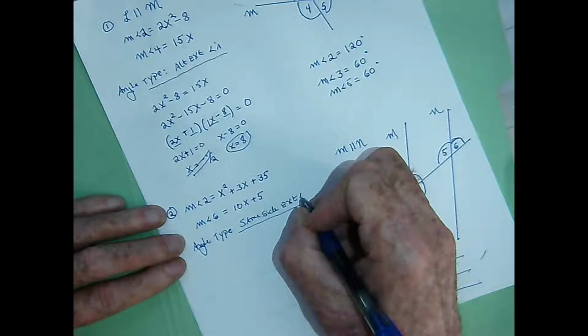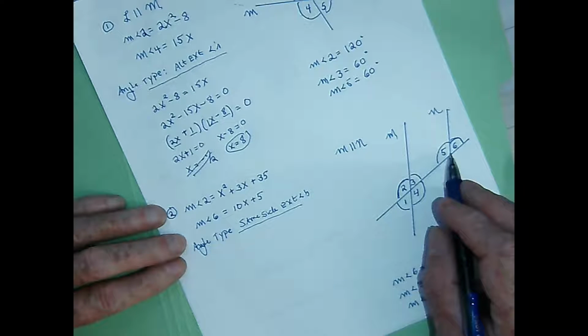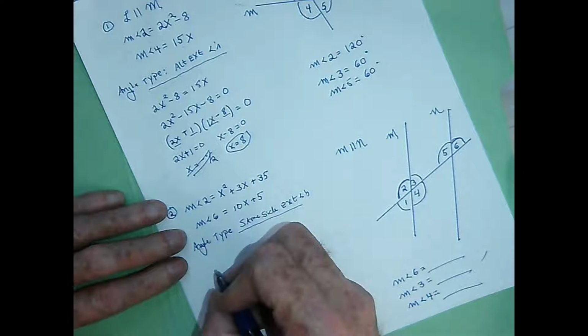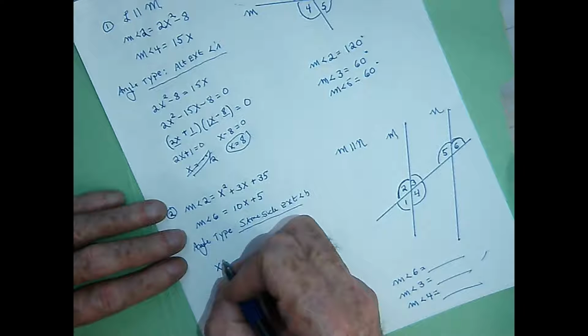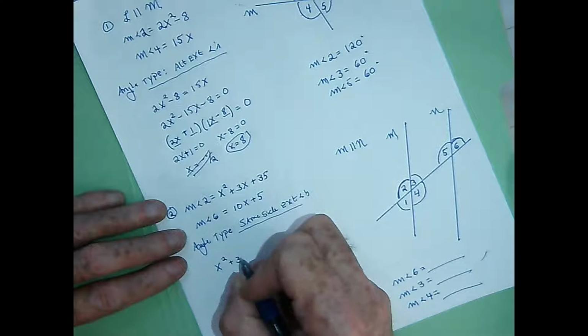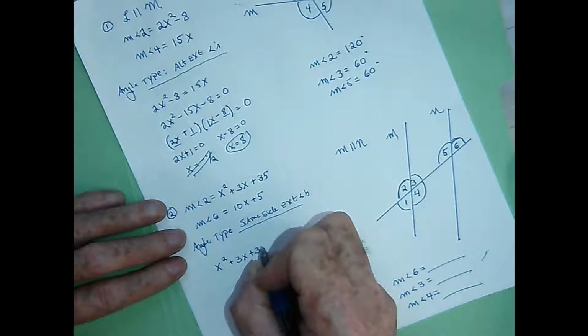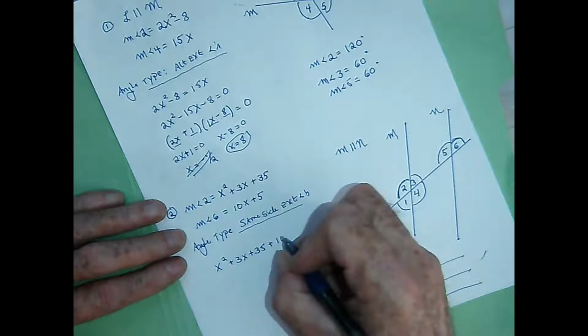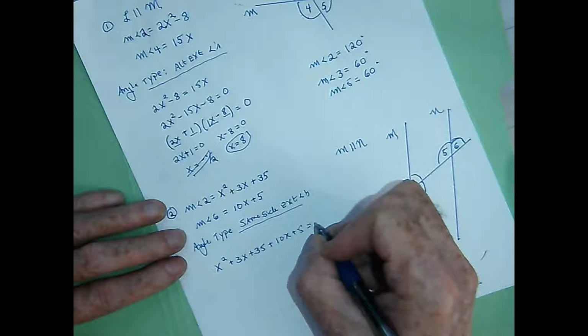And I'm going to abbreviate that. And I know that angle 2 and angle 6 should be supplementary. So I'm going to write out that these two things add up to 180 degrees. X squared, please be kind of quiet. X squared plus 3x plus 35 plus 10x plus 5 should add up to 180.